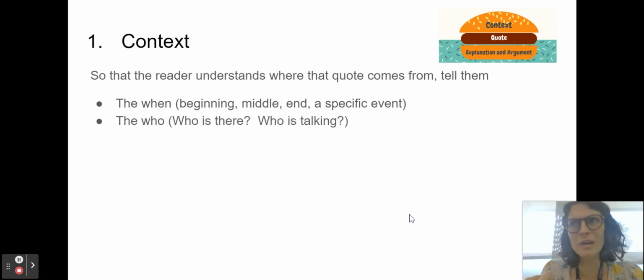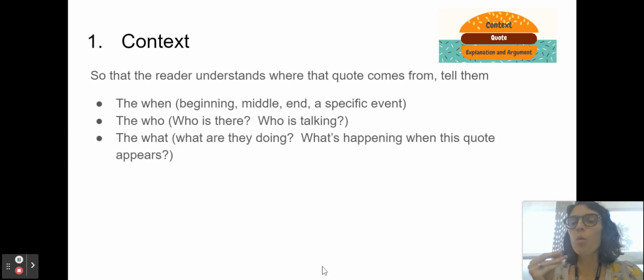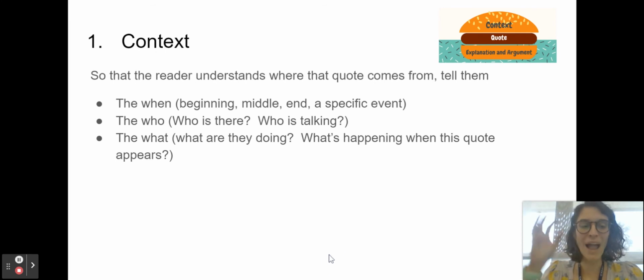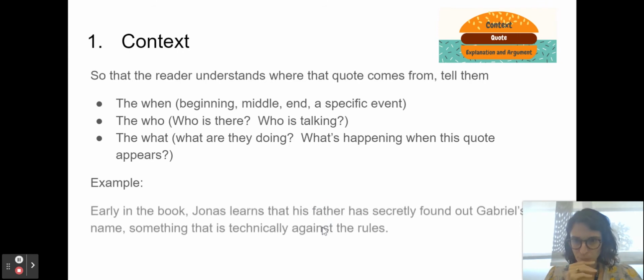Then you need to say the who was there in this scene where this quote was happening. Who was there? Who's talking? And what are they doing? Who's there? When? Who's there? What are they doing? So let me give you an example.